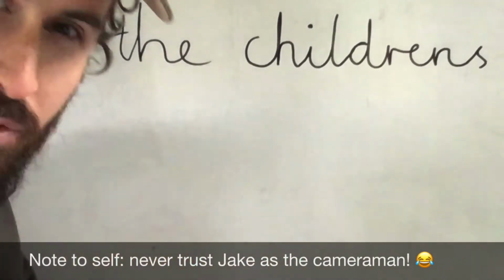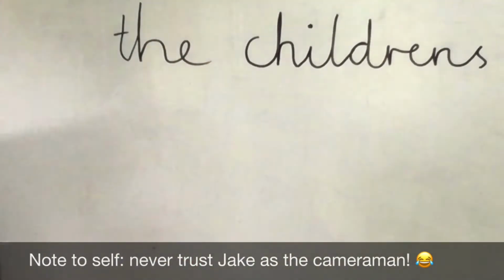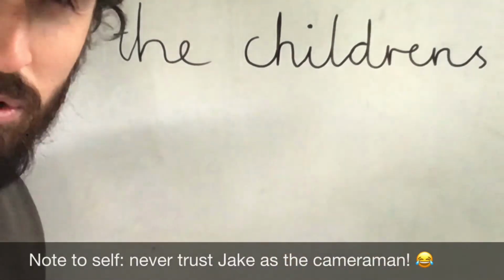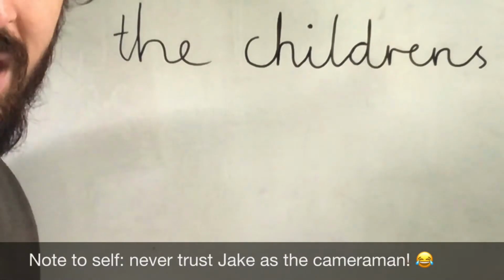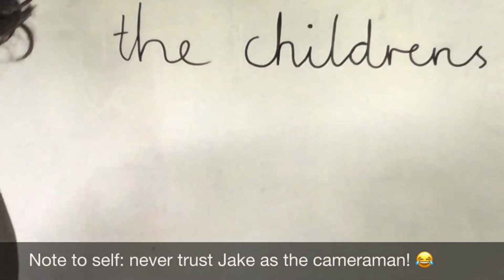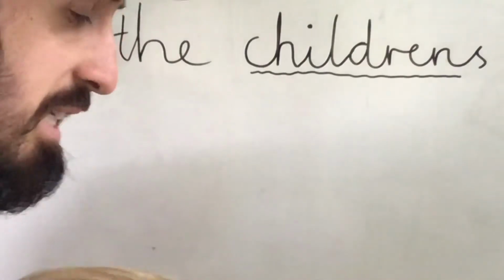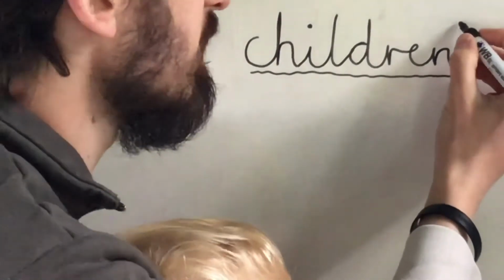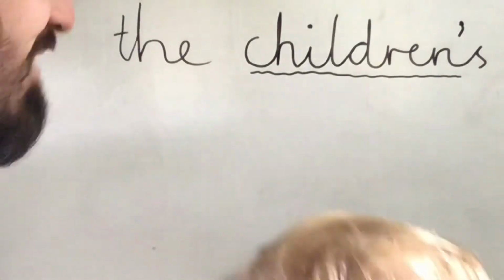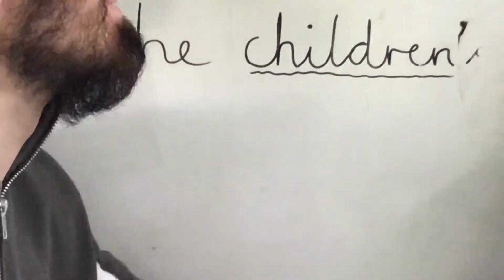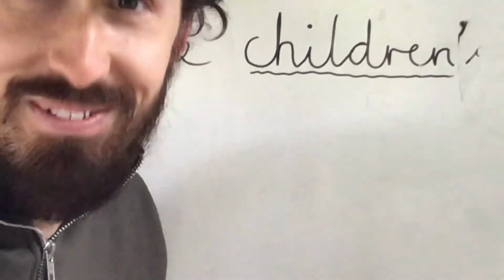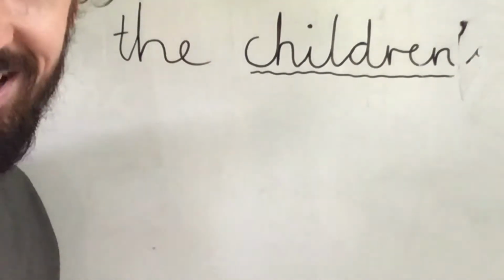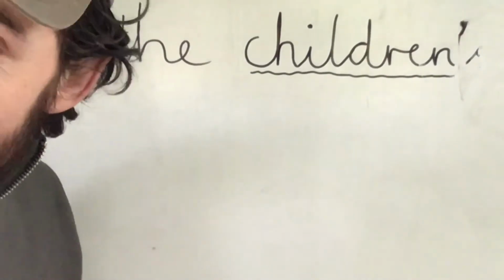Because previously we've seen that a singular possessive apostrophe is often placed before the S, and a plural possessive apostrophe comes after the S. Think carefully about this one though. Think very carefully about it. This here, children, is already a plural. So what we've got is an apostrophe that's meant to come before the S because children is already plural.